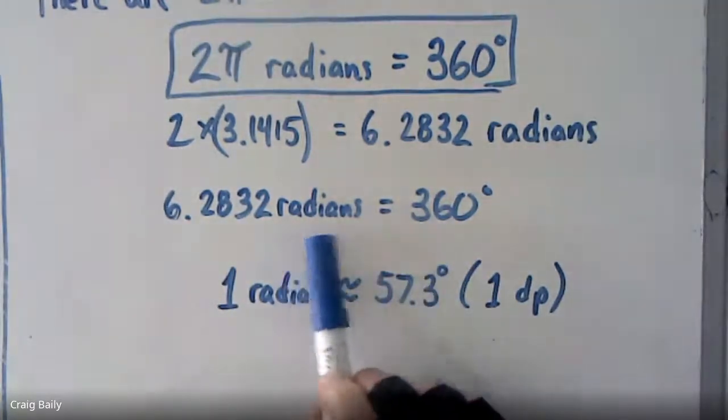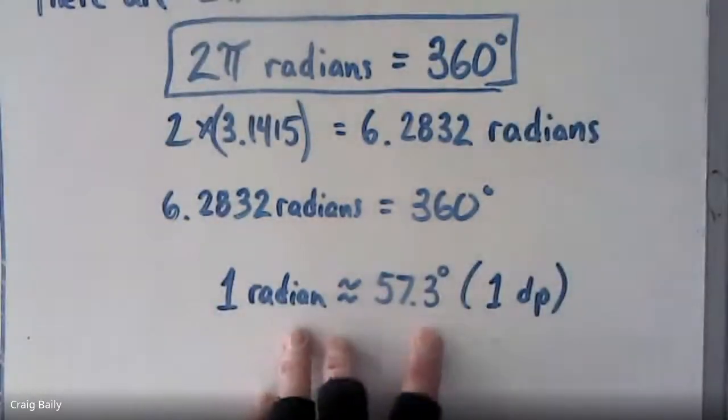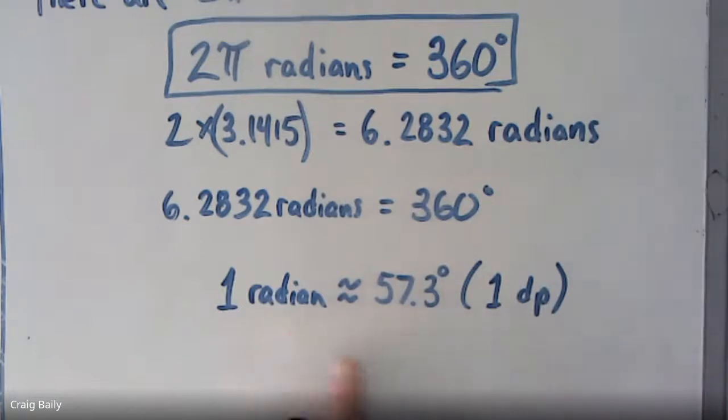And if I divide both sides by 6.2832, that tells me that 1 radian is approximately 57.3 degrees.